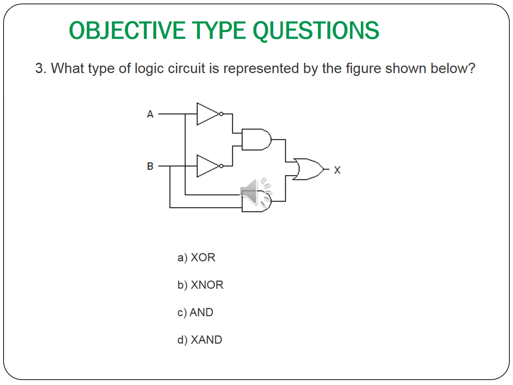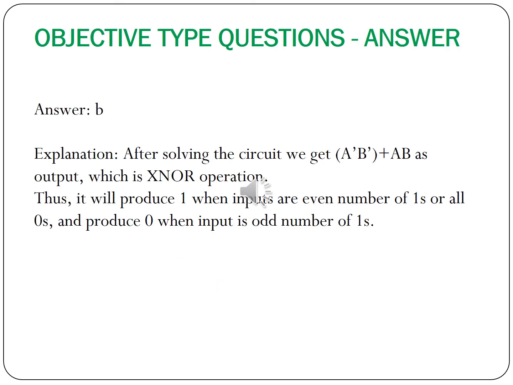Okay, next question. What type of logic circuit is represented by the figure shown below? The options may be XOR gate, XNOR gate, AND gate, or NAND gate. The inputs are A and B, which are given to NOT gates, giving A bar and B bar, and also to an AND gate, giving A dot B. So the output is X equal to A bar B plus A B bar, so A bar B plus A B, which is nothing but the exact answer: XNOR gate.